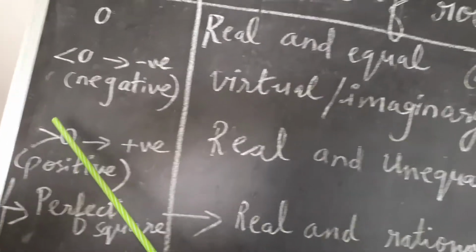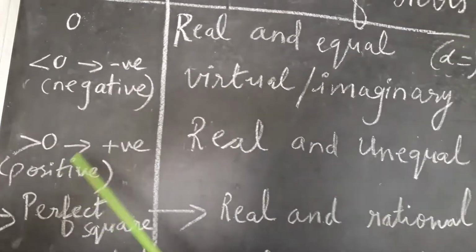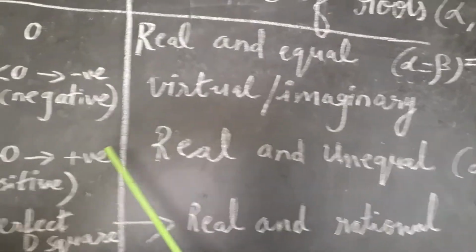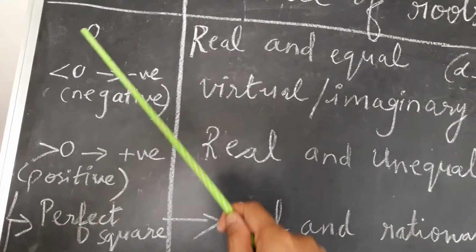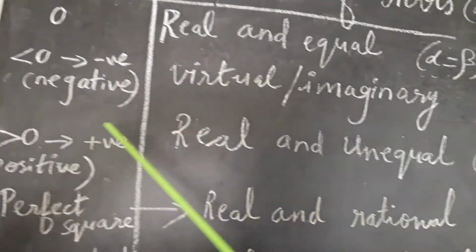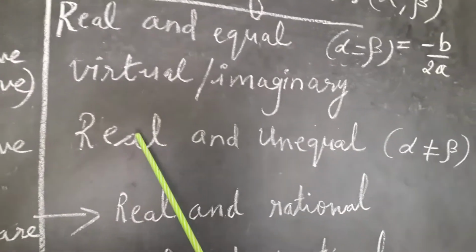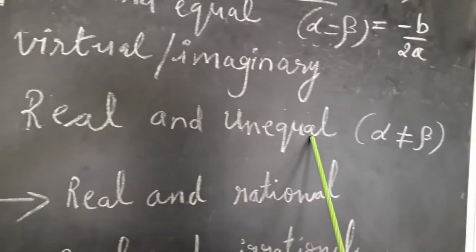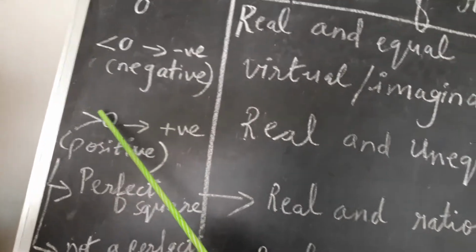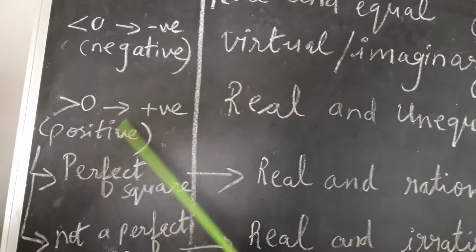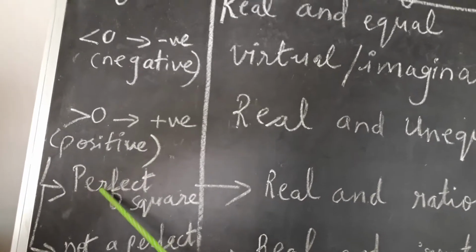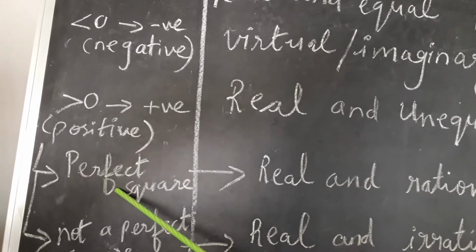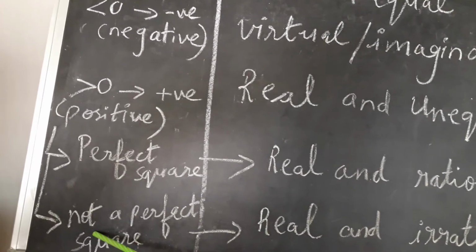Coming to D being positive, D greater than 0, the roots are real and unequal. It's not 0, it's something greater than 0. The roots are real and unequal, and alpha is not equal to beta. Now there are two subcategories under this. If D is positive, D can be a perfect square or it may not be a perfect square. What are the perfect squares?